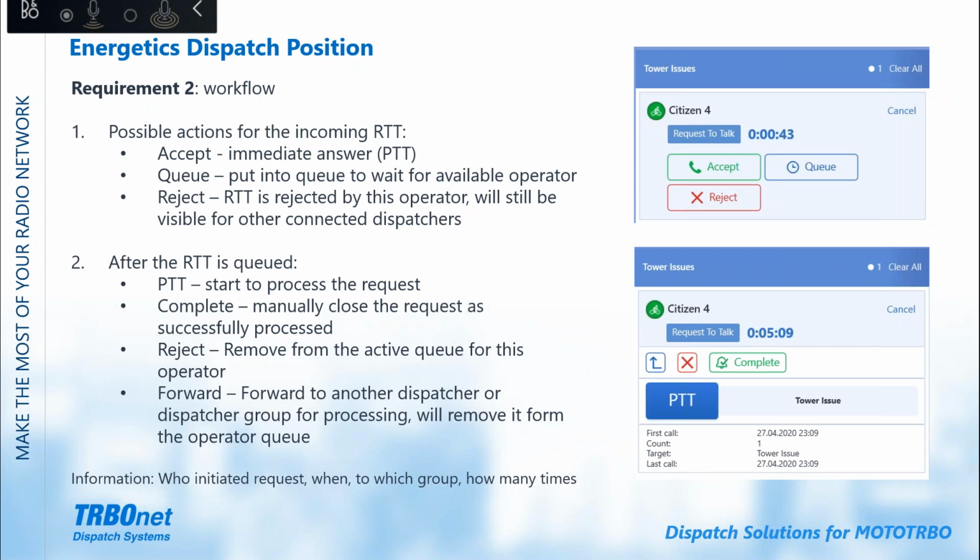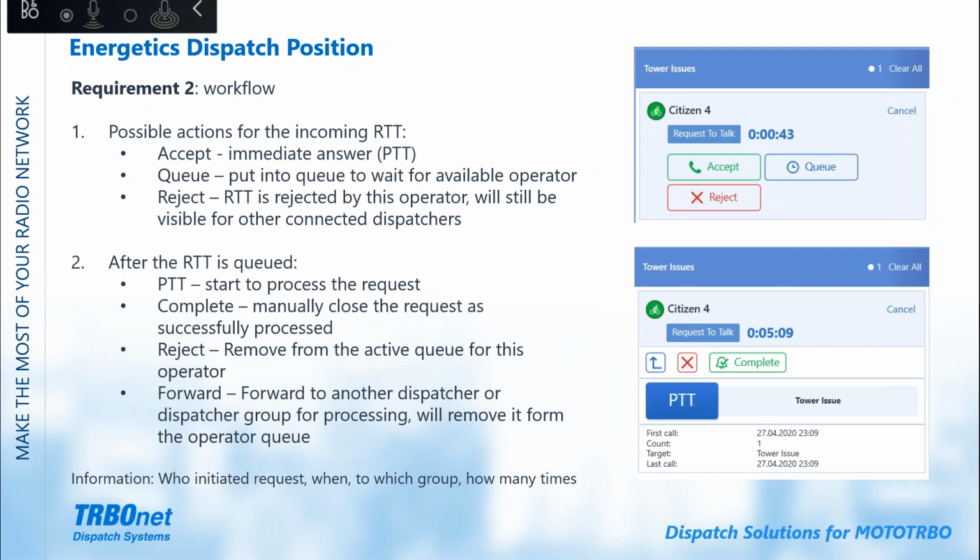He can forward to another operator or to another group. For example, he received it as a tower issue, but he understood the problem and he's forwarding it to security. It's not a tower issue, it's a security issue. So he forwarded it to another group of dispatchers. Or he can reject it, saying, okay, this is not the issue, I don't want to see it anymore. And PTT, of course, starts talking to the person.